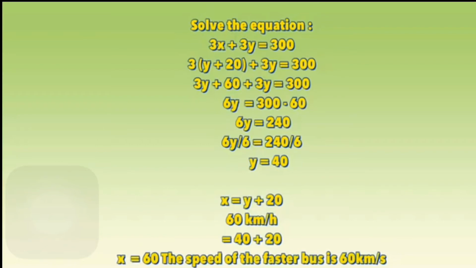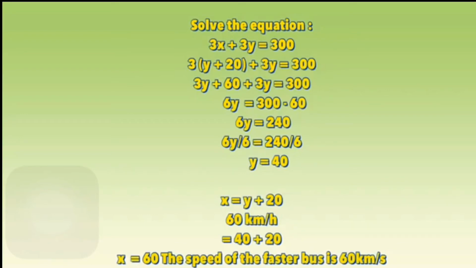We're going to transpose the constant 60 to the right side of the equation, and it becomes negative 60. Then 300 minus 60 equals 240. Then 6y equals 240. We're going to find the value of y, so we're going to eliminate the numerical coefficient, which is 6. So we're going to divide both sides of the equation by 6.